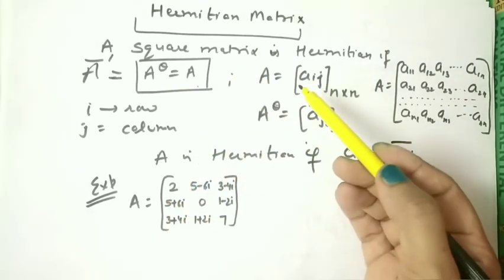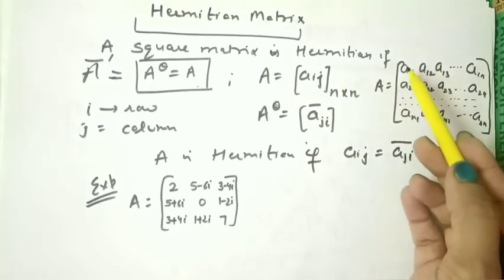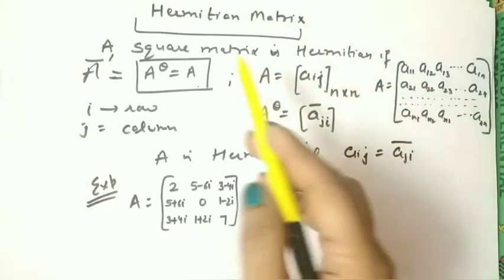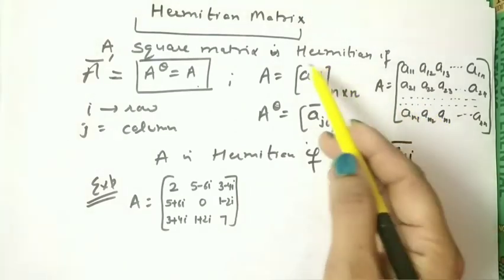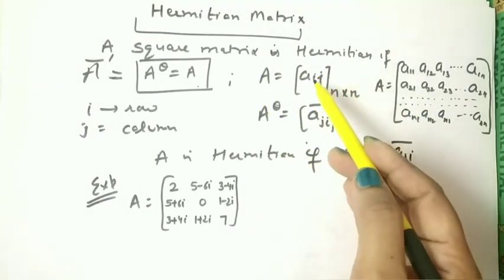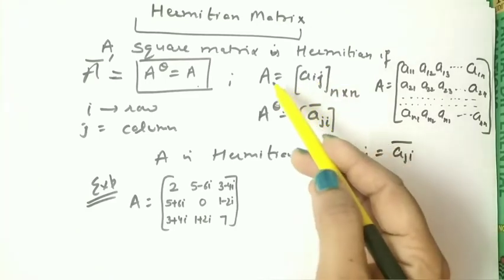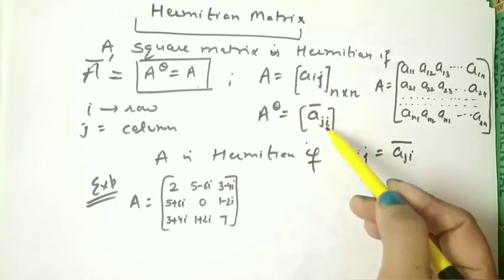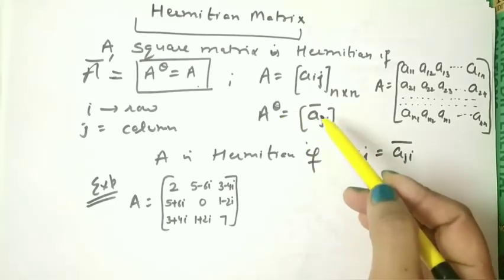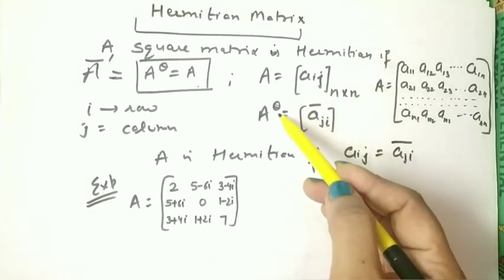So we can see another way of writing a matrix of n by n order, because we need a square matrix. It can be written like this in a short form, where i denotes the row and j denotes the column. If this is a square matrix, A theta means you have to interchange the rows and columns to get the transpose, and take the conjugate of each element. That will give you A theta.